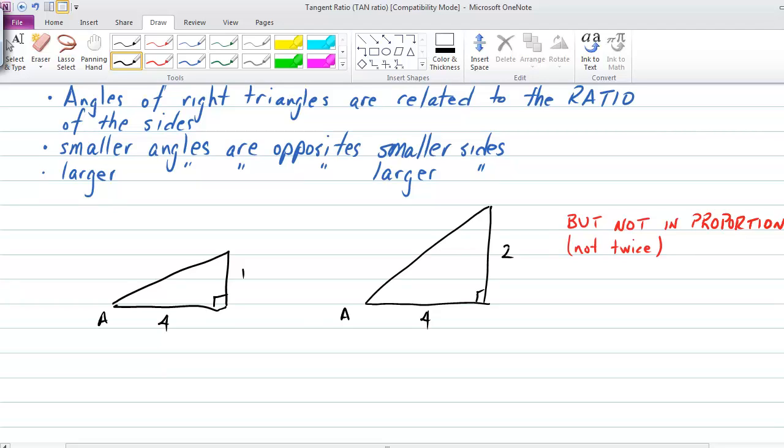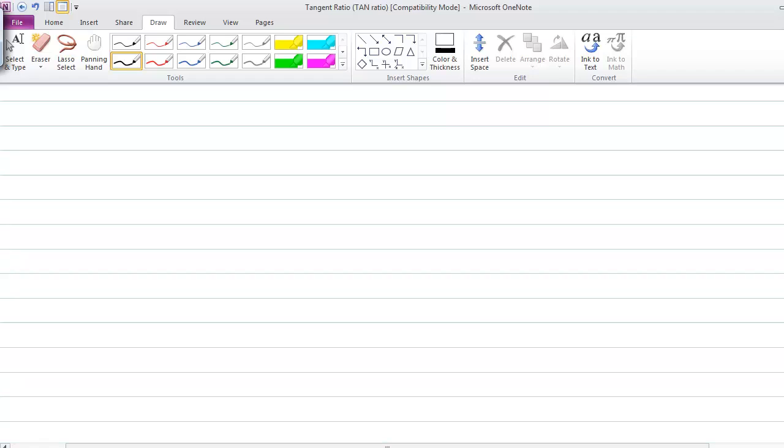So let's look at our first one today then. I'm going to draw my right triangle, and I'm going to call this angle A. Now, in a right triangle, we have three sides, of course. The one that's most easily identified is the hypotenuse. The hypotenuse is always opposite the right angle.